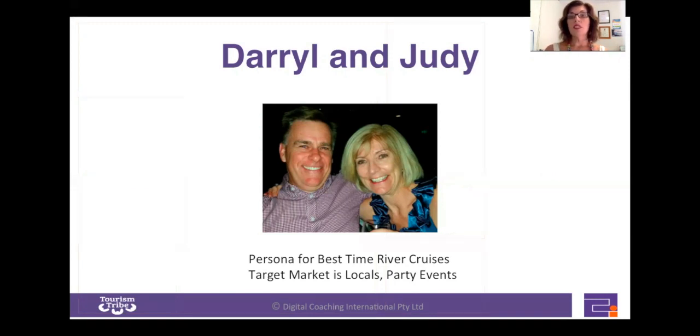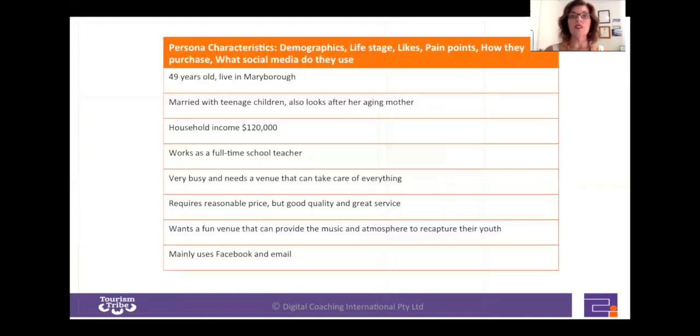And so what we did is we worked up personas with them of people within certain age groups that really were a great representative personality, with all of their characteristics and features, so that they could then tailor their messaging and their product around that. So Daryl and Judy were one of those personas.